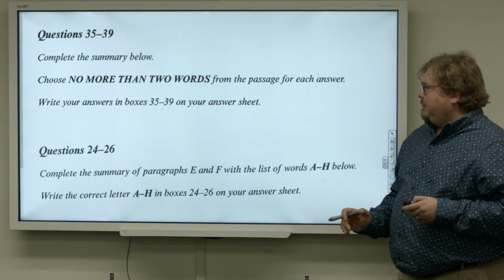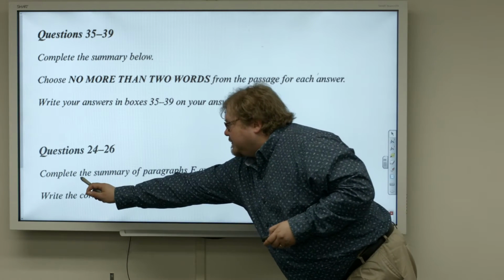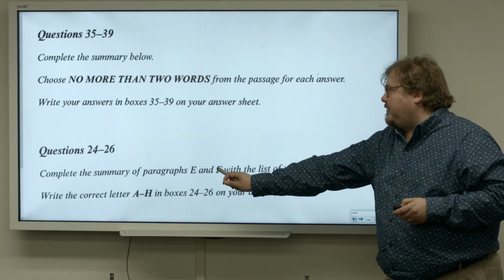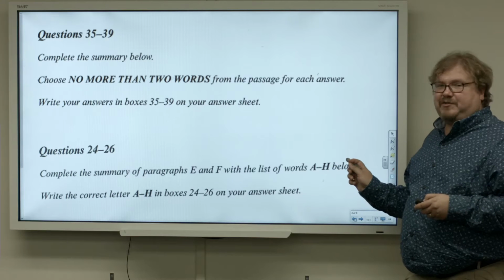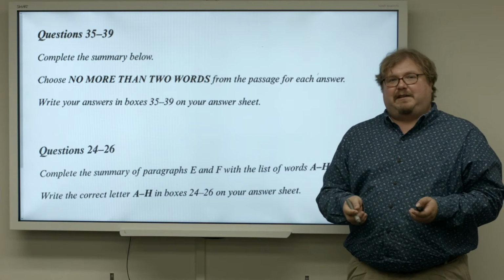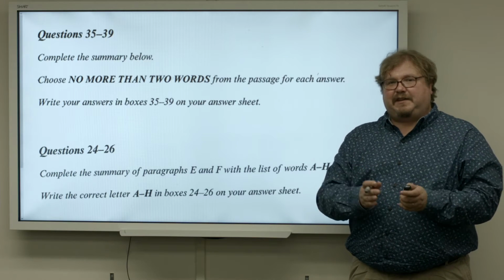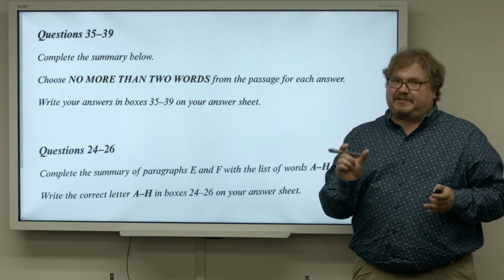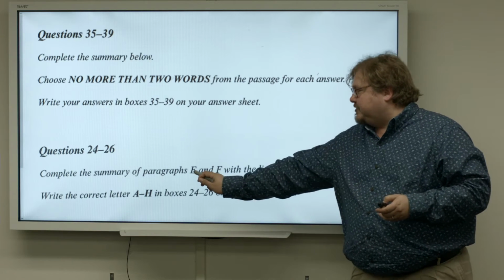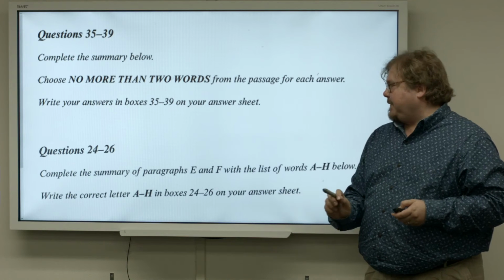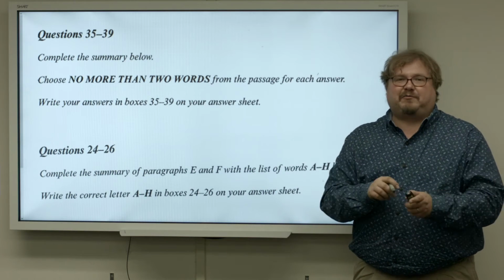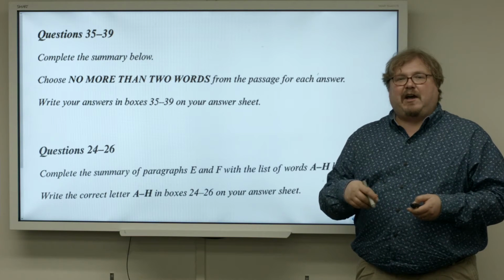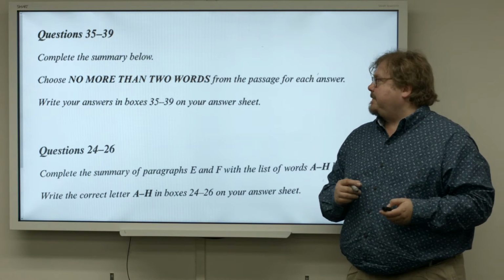Our second example shows here to complete the summary of paragraphs E and F with the list of words A through H below. In this particular summary, it's not the whole article, it's just a small part of it. You can go straight to E and F. And in this one, it also has a box with words underneath that will help you complete that summary.